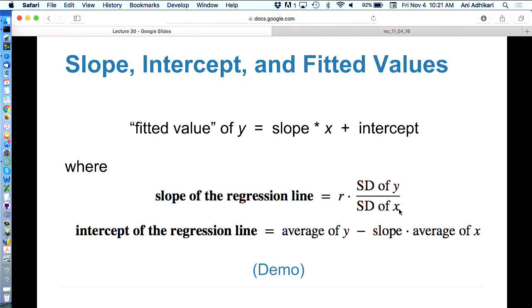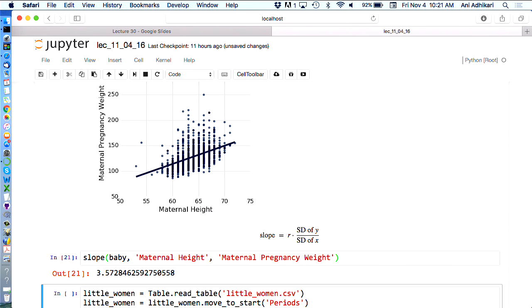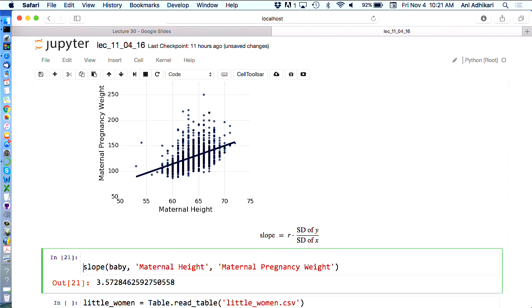R has no units. The numerator has the units of pounds. The denominator has the units of inches. And so the slope is some number of pounds per inch, and it is important to understand physically what that means. So if I do this calculation, we have a function that calculates the slope. I get a number, but that has units.